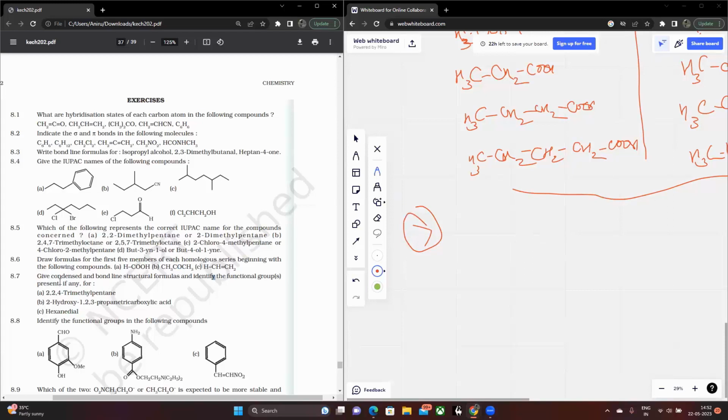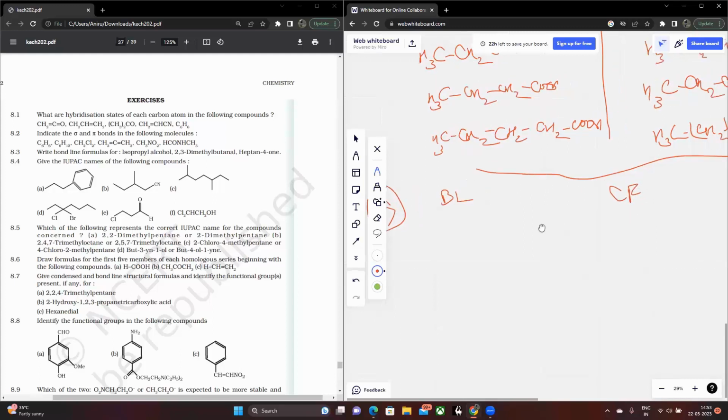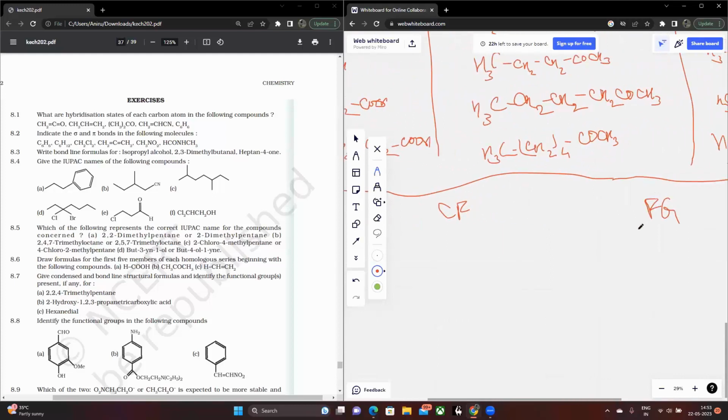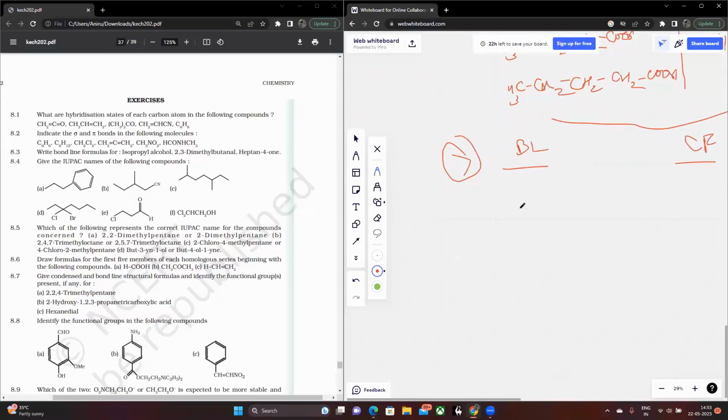Question number 7. Give condensed and bond line structural formulas, and identify the functional groups. A is 2,2,4-trimethylpentane. I'll first draw the bond line formula, then the condensed formula, and then functional groups, if any. I'll write them under each heading. First draw the pentane chain, 1, 2, 3, 4, 5. Then you have substituents at 2, 2, 4. This is the bond line formula for it.